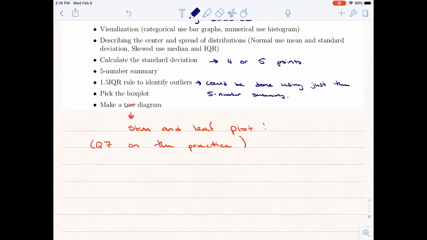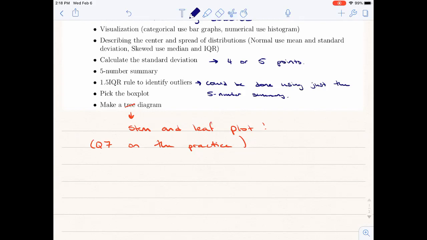And then, given a 5-number summary, pick the box plot that represents that 5-number summary. Remember, a box plot has the median in the center, and then to finish off the box, you've got Q1 and Q3, and then it goes to whatever data points are within the upper and lower bound, and then indicating outliers by stars. So just pick the right box plot.